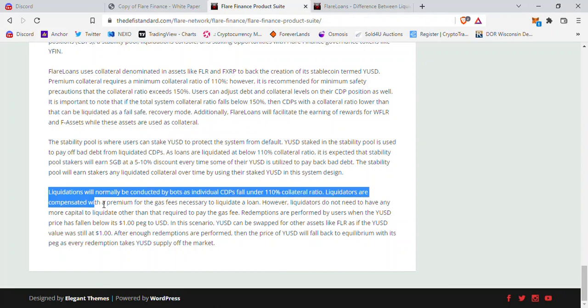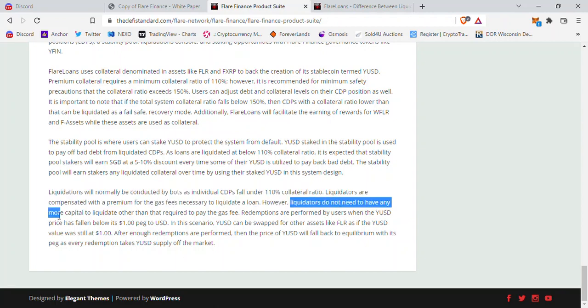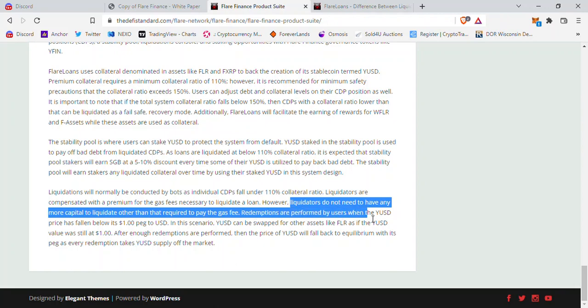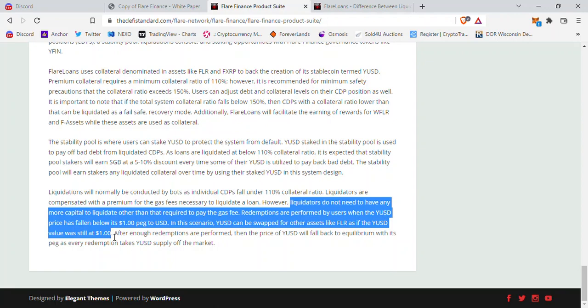Liquidators are compensated with a premium for the gas fees necessary to liquidate a loan. However, liquidators do not need to have any more capital to liquidate other than that required to pay the gas fee. Redemptions are performed by users when the YUSD or Canary Dollar, in the case of ExFi, price has fallen below its dollar peg to USD. So in this scenario, YUSD can be swapped for other assets like Flare, as if the USD value was still at $1. Really, just to sum this up, I'll finish this quick.